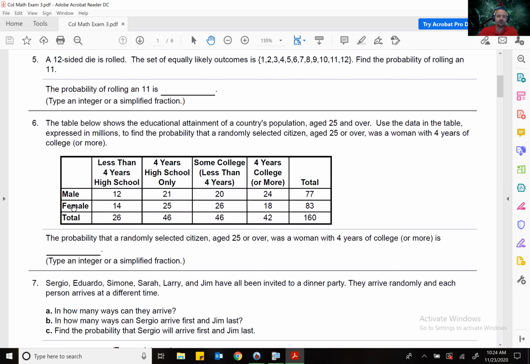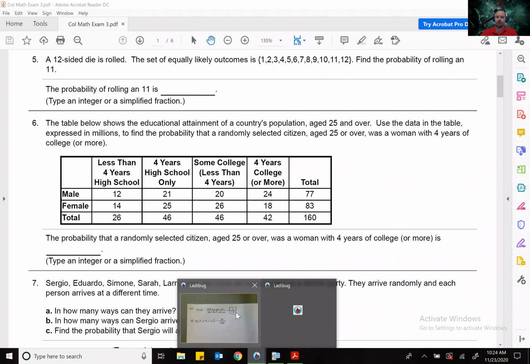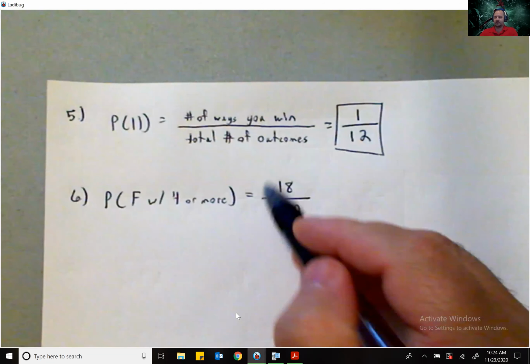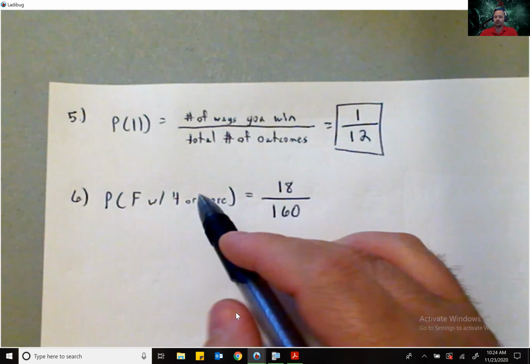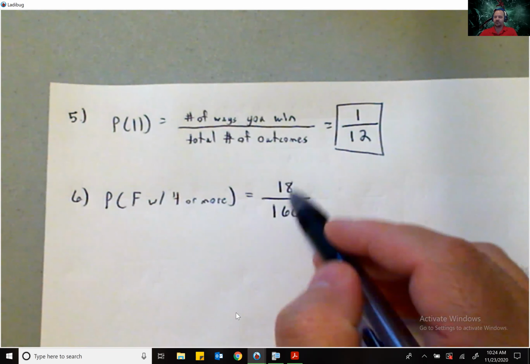Well, here are the females. And we want 4 or more. So that's in this column right here. So there's the way we win. So that's 18 out of, well, how many people are there total? And we're talking everybody. So that's this number right here in the corner. There are 160 people total. So this is the probability that you're looking at. 18, because there are 18 females with 4 or more years of college out of 160.